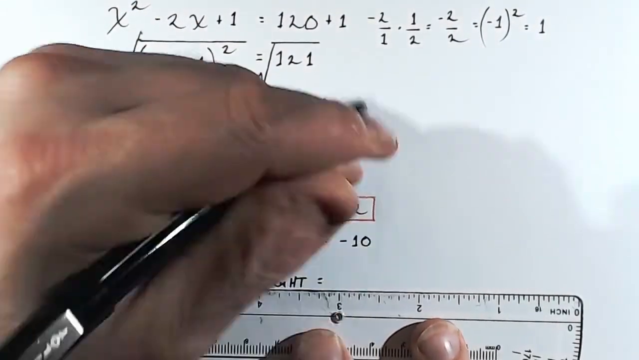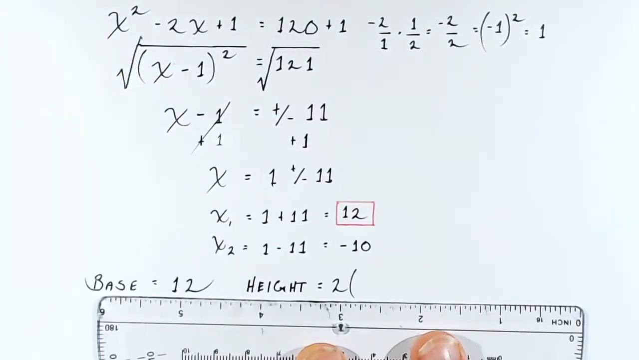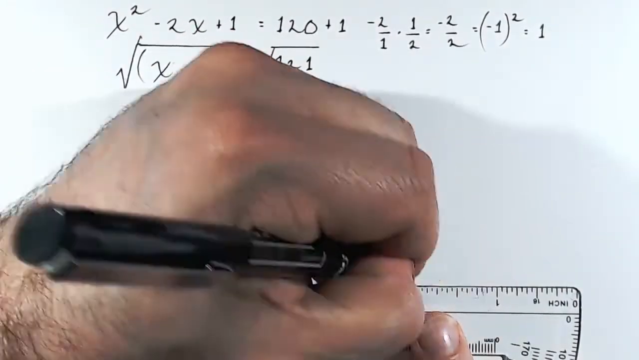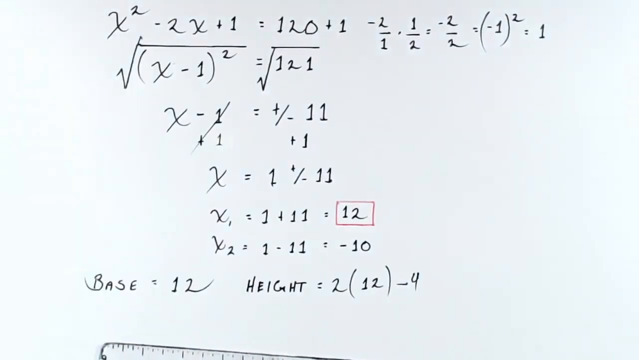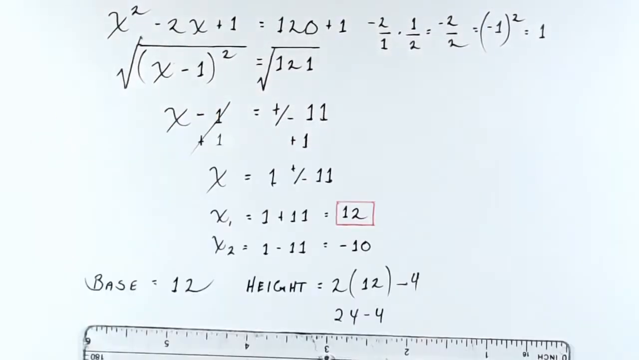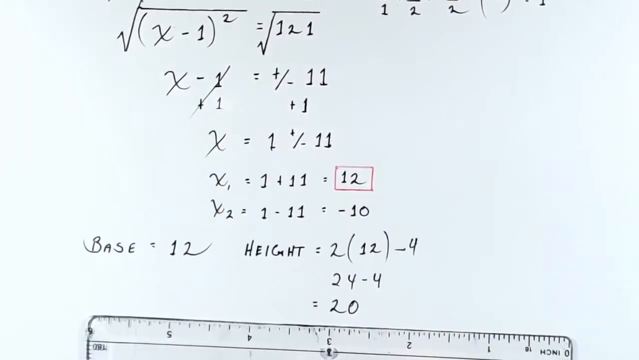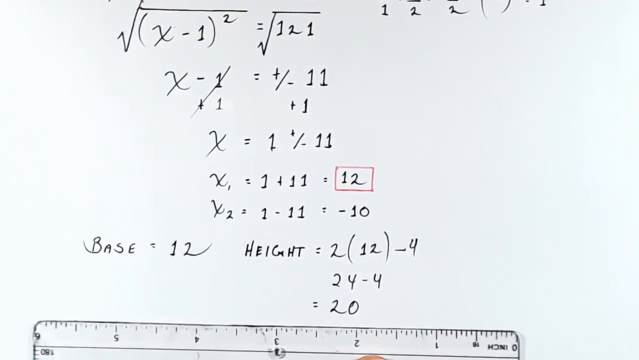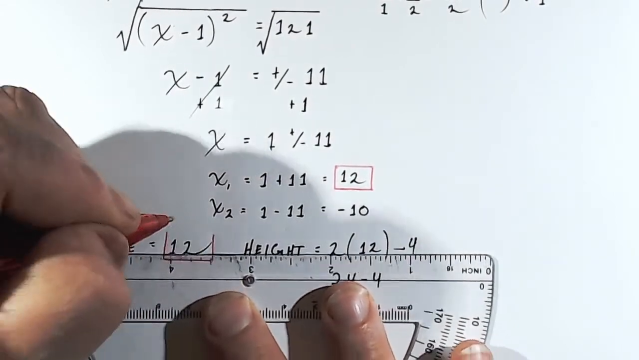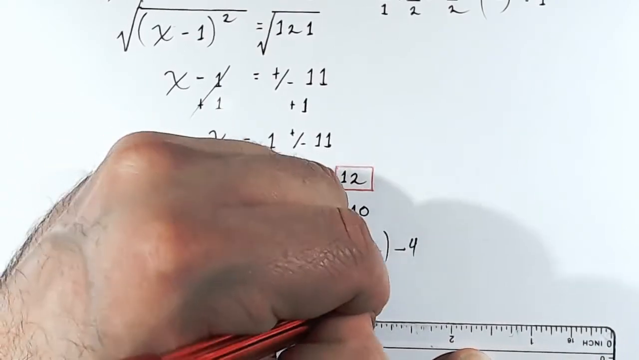So we do 2, open parentheses, 12, close parentheses, minus 4. Just work this out. That's 24 minus 4, and that gives you 20. So here's your base, and here is your height.